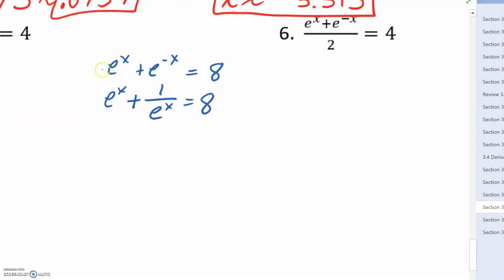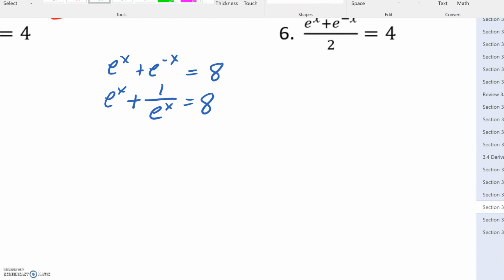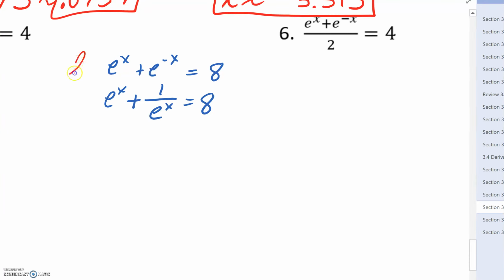I couldn't just take the natural log of both sides as it is, because if I did that, I would have something like this: the natural log of this right here equals the natural log of 8. But you can't distribute that natural log. Remember, we talked about that before. So therefore, you're not going to be able to simplify this at all. So that's why we want to just avoid doing that. That doesn't help us at all, really.